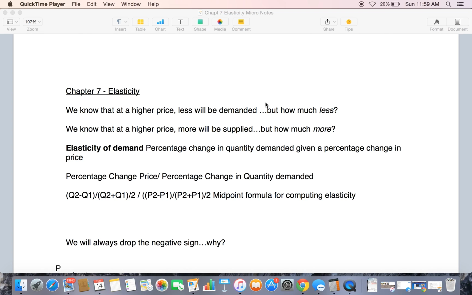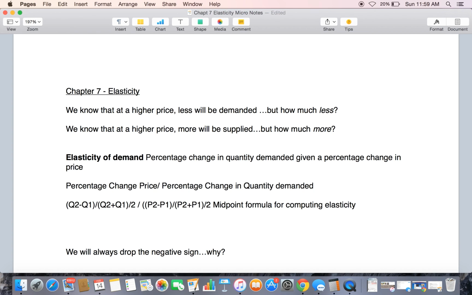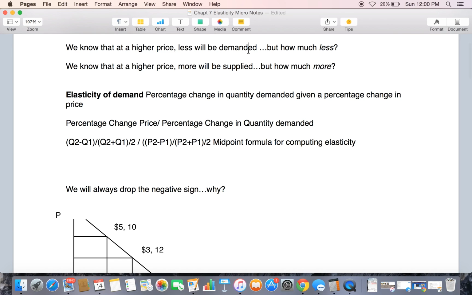Okay, so again, we know that at a higher price, less will be demanded of a good or service, but how much less? And we know at a higher price, more will be supplied, but how much more? And so those are the main questions we're going to ask ourselves this week. First, we're going to take a look at our first question dealing with the elasticity of demand.